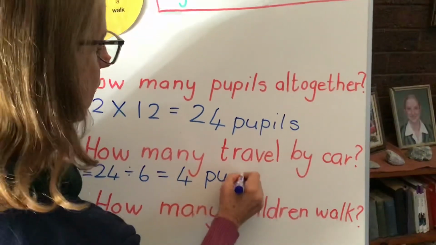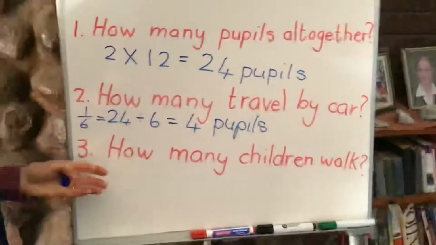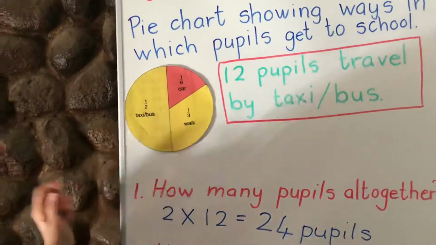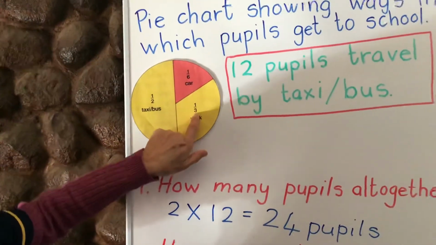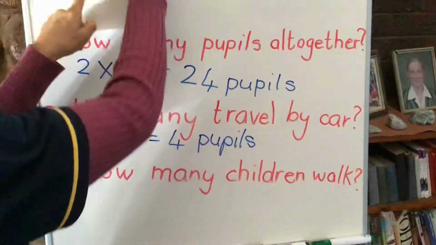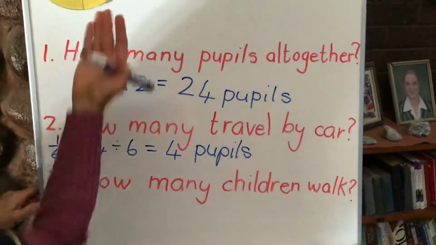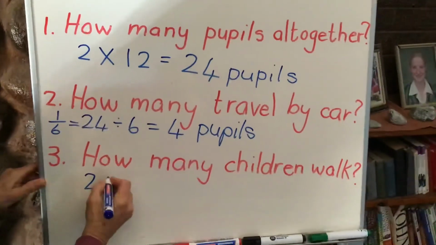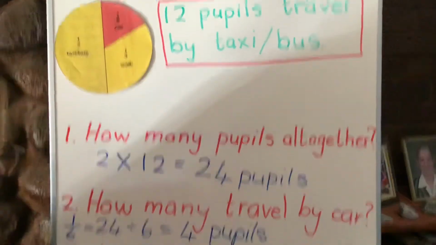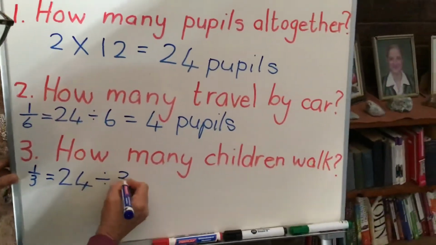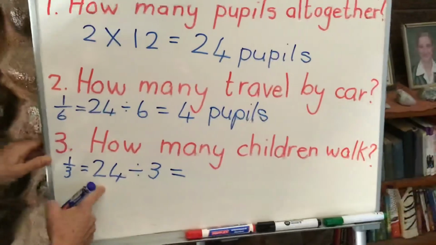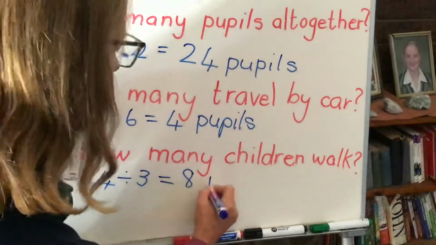And then our last question is asking here, how many children walk? Okay, so if 1/3 of the children walk, then we're going to divide, remember, by our denominator. We're going to divide this time by the 3 to find out the size of this small portion here, or the medium portion. So let's say 24. Okay, let me write here. 1/3 is 24 divided by 3, our denominator, of course, and as we know our 3 times tables, we know this is then 8 pupils.